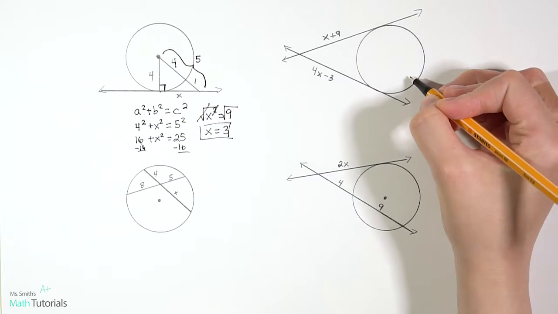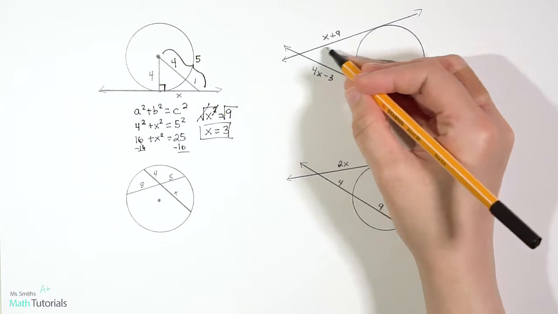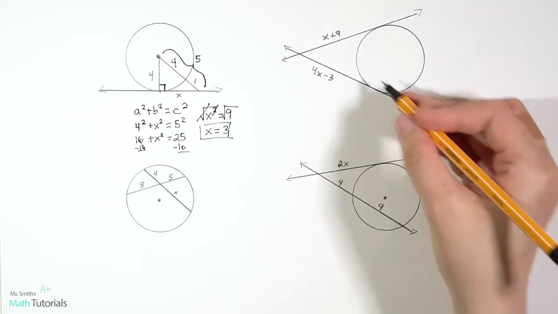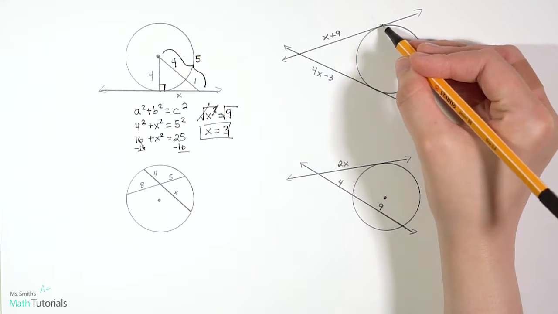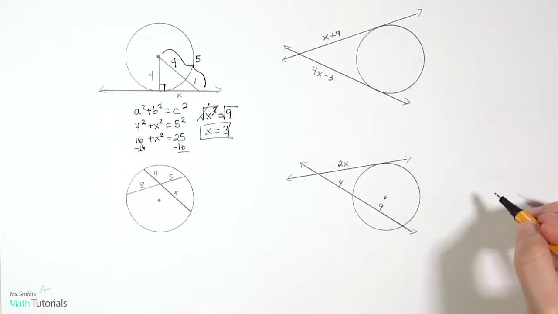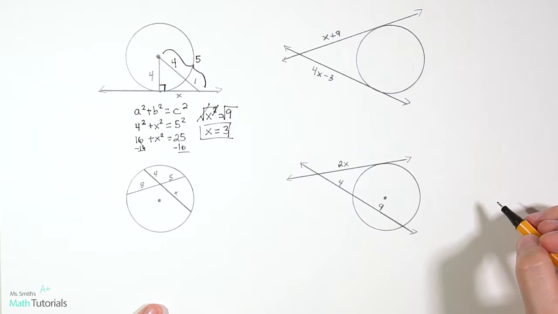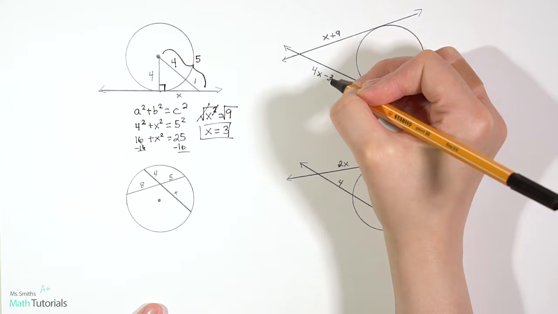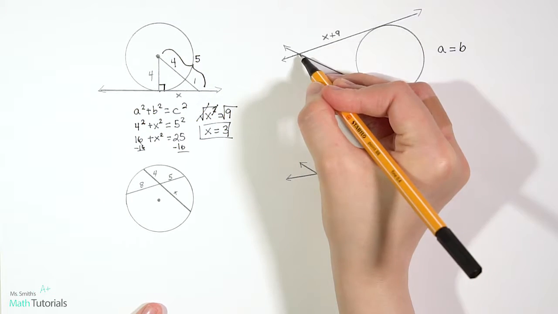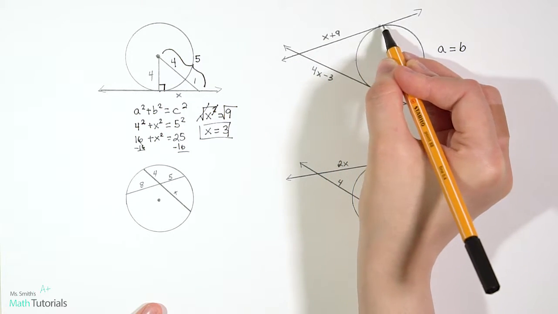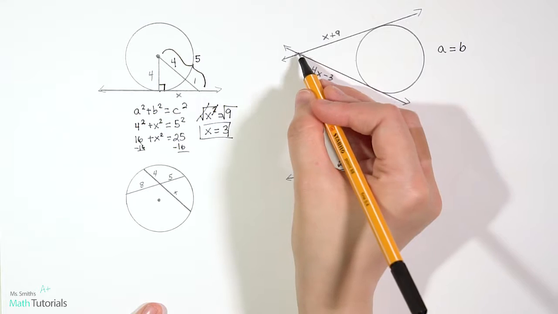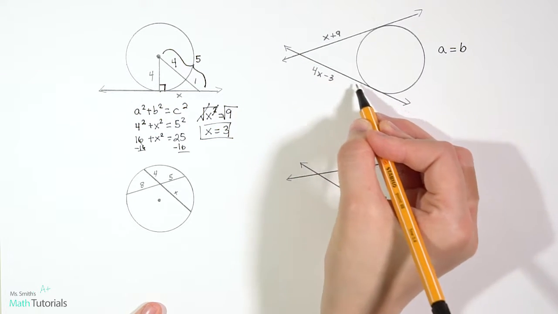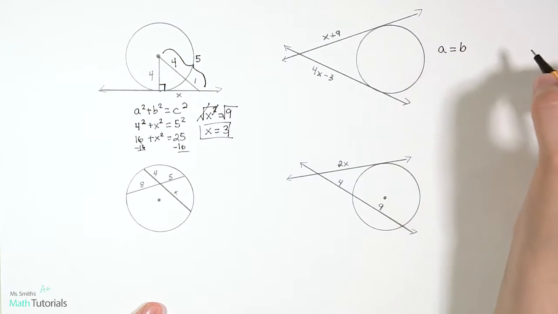Okay, let's look at the next one. So this one, notice, has 2 tangents. They don't cross the circle, they just touch the circle and then they keep going. So when we have 2 tangents, remember that told us that A was equal to B. So that means our segment right here, which we'll call A, which starts right at this cross and ends right at that touch, and our segment B, which starts right at the cross and ends right at the touch, they are equal to each other.